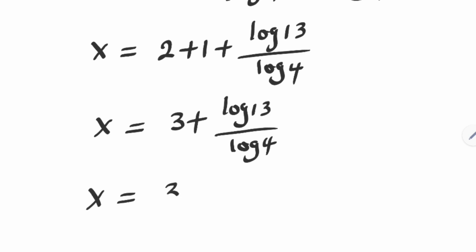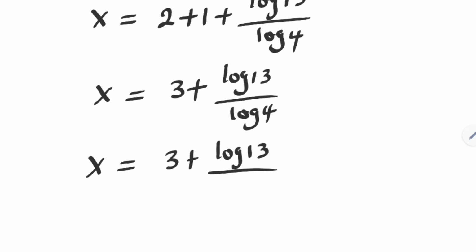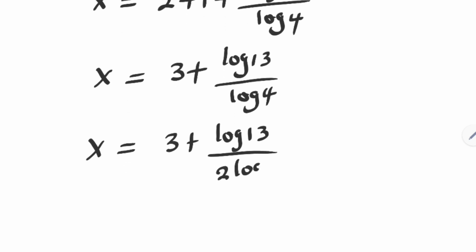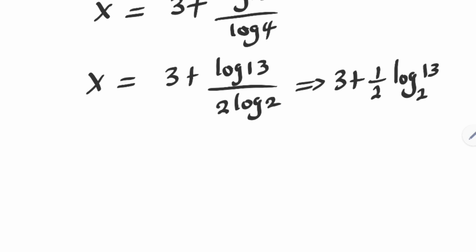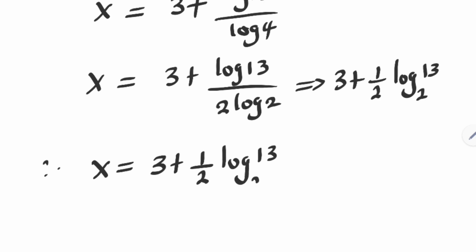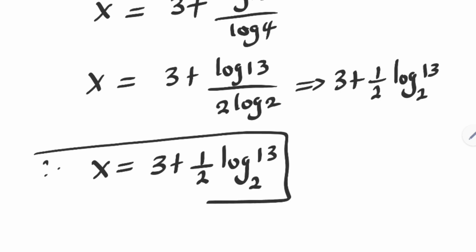x is equal to 3 plus log 13 divided by log 4, which can be written with log 4 as 2 log 2, and this can be written as 3 plus 1 over 2 log 13 base 2. Therefore, our final answer is x is equal to 3 plus 1 over 2 log 13 base 2. This is the final answer. We may check to confirm if this answer is right or wrong.